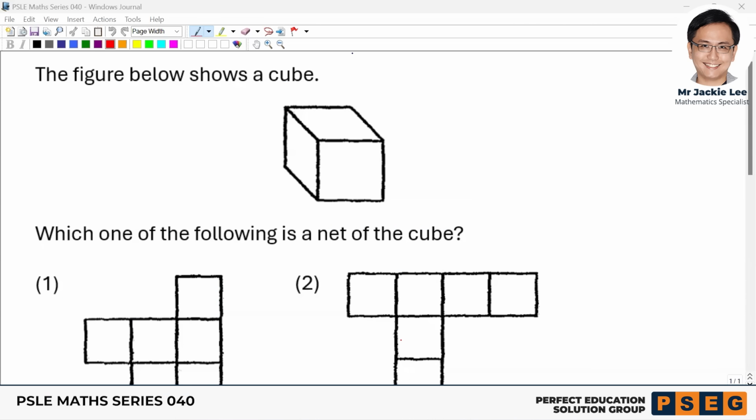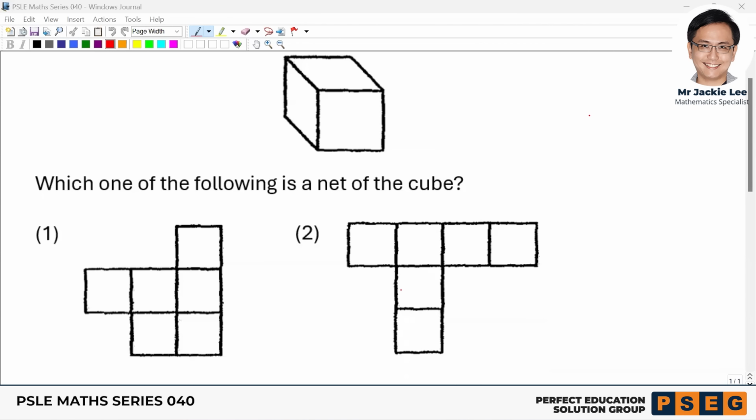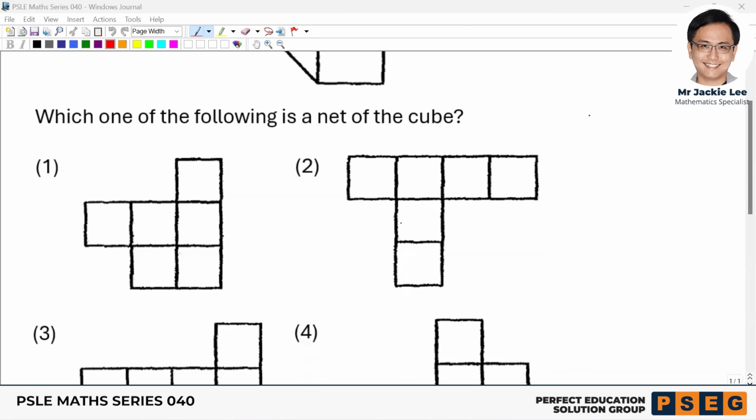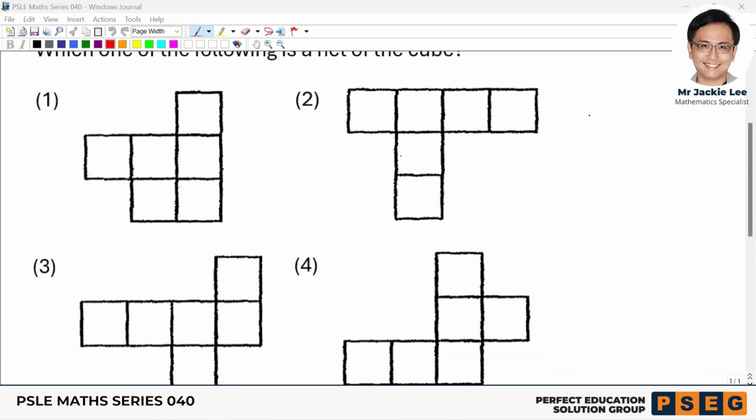In this question, the figure shows a cube, right? So we see the following, which one is the correct choice for the net of the cube? Now, the approach is that we can go by elimination. That means we just find out those that are actually not possible. So you just try to think about it. For example, the first one, which one is not possible? I think this one is not possible, right? Because when you fold it up, this one will actually go nowhere. So can you visualize it?